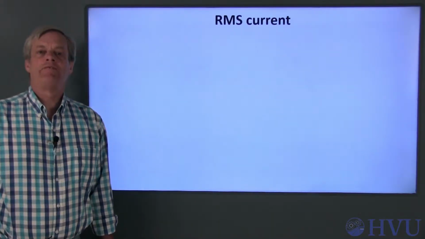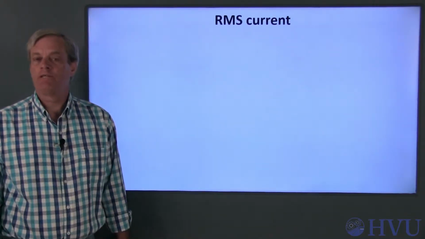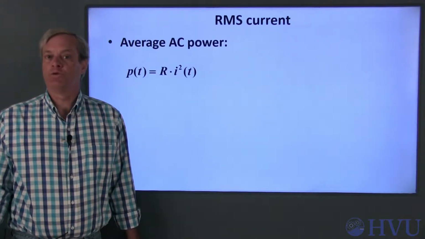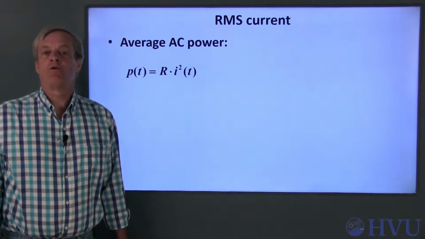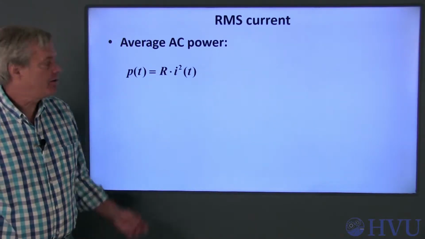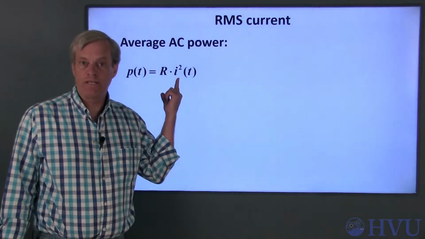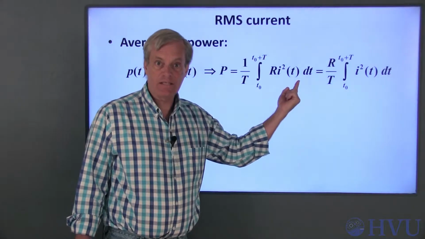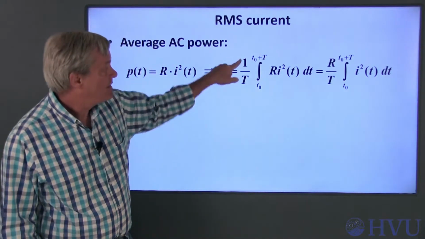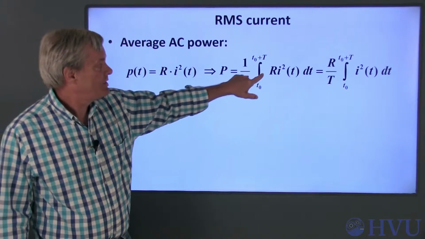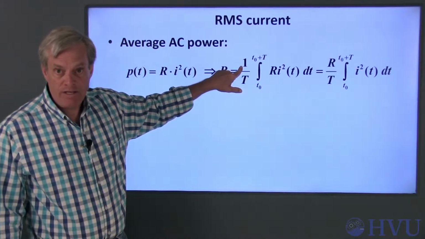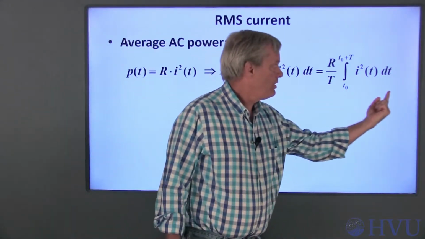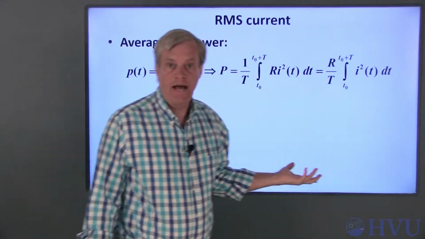First, let's derive the relationship that gives the RMS level of a time-varying current. The instantaneous power is the product of voltage and current, so the power dissipated by a resistor with some time-varying current is R times i squared of t. The average power is the integral of the instantaneous power over one period of the signal divided by the time period. Since the resistance is constant, I can pull that out of the integral, so the average power is R over capital T times the integral of the current squared with respect to time.